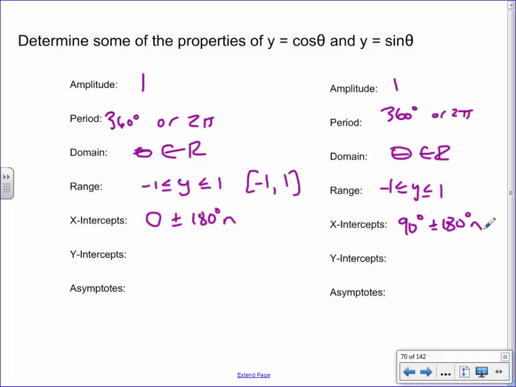They also are different on the y-intercepts. The y-intercept of sine is at 0, but the y-intercept of cosine is up here at 1. So this one is at 0, 0, but this one is at 0, 1. That's where the y-intercepts are. This last one doesn't actually apply to these graphs, but there are no asymptotes to this, by the way. These don't apply. Does that make sense for properties? So you guys can follow that?